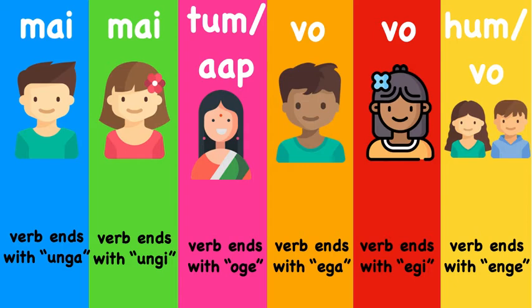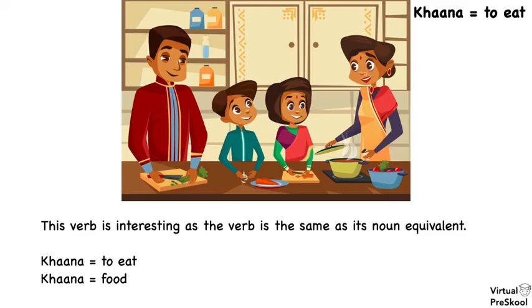For a male, and I, the ending becomes unga. For a female and I, it ends in ungi. For you, formal and informal, it ends with oge. For he, ega. For she, egi. And for we and they, enge. I know this all kind of sounds like gibberish right now, but bear with me. As we go through it and practice it, you'll understand it.